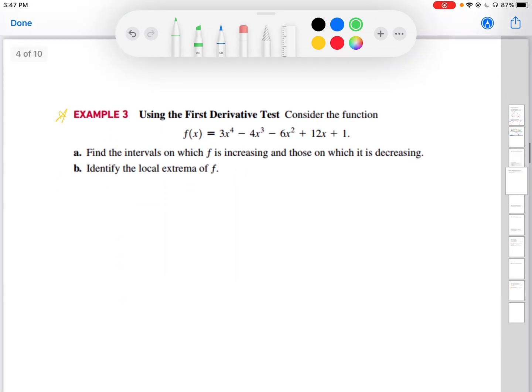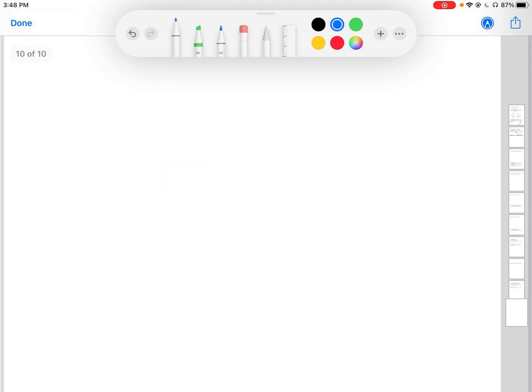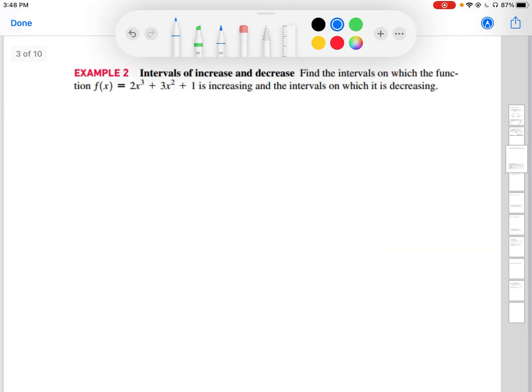Let's do this example. Using the first derivative test, consider the function f of x equals 3x to the fourth minus 4x cubed minus 6x squared plus 12x plus 1. A. Find the intervals for which f is increasing and those on which it is decreasing. Okay, so to answer this question, what we have to do is find the derivative, set it equal to 0, find those values for which it equals 0, and then plug in some values in between to see if it's increasing or decreasing.